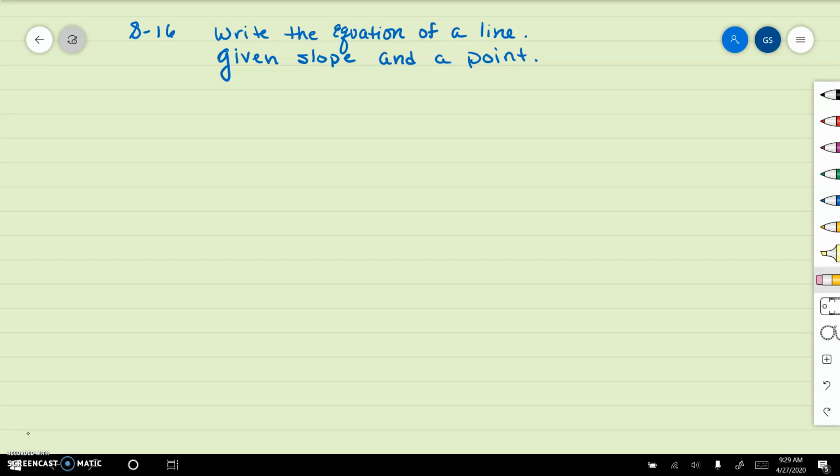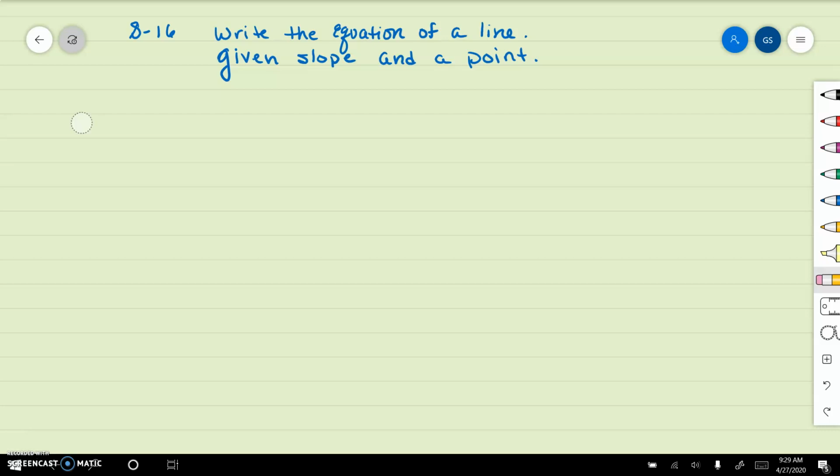And the lesson is to write the equation of a line when we're given the slope and a point. So the last two lessons we were talking about when we're given the slope and the y-intercept. And the funny thing is, those are the two things you need. But sometimes we're not given what we need right away, and we have to work some magic with our math. So this is how we're going to do it.